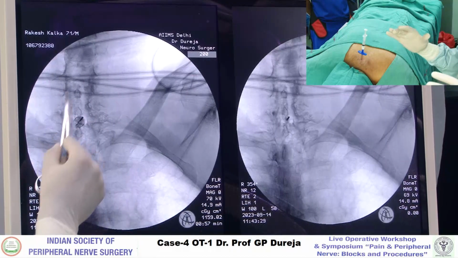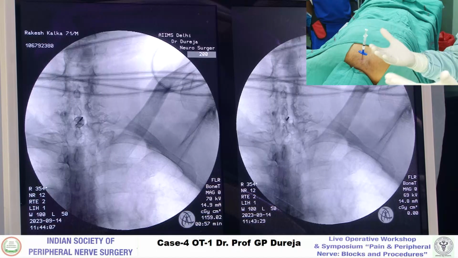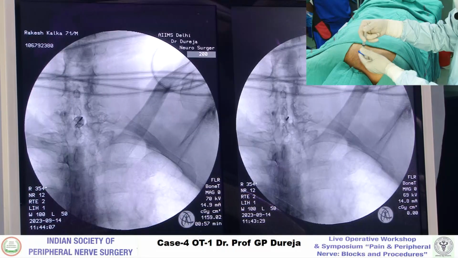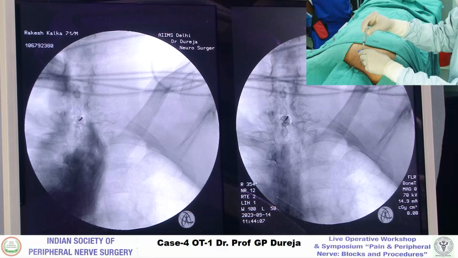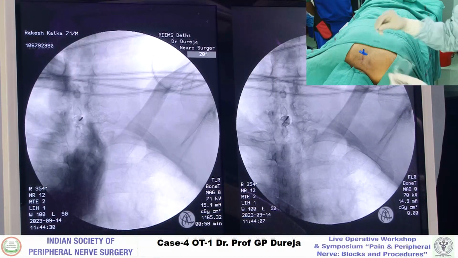So that's why the root block which was done earlier has been abandoned, because you can beautifully see this. So why take the risk of puncturing the spinal arteries? For the sake of showing you, I can even put a catheter.